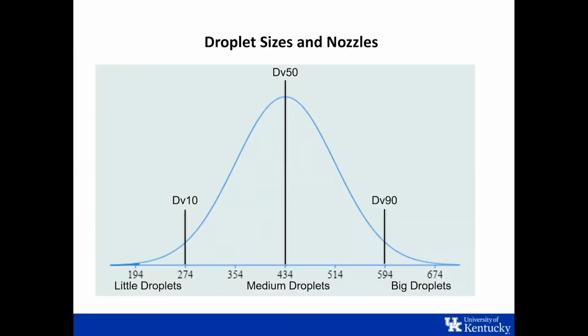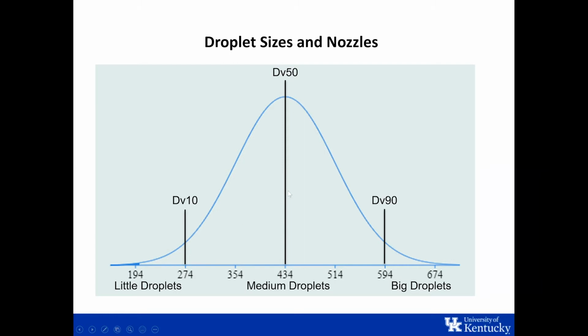Now, this is a bell curve, and this is a nice, pretty, perfect bell curve, and this is not reality, but it's good for demonstration purposes. So within your spray plume, with what's coming out of your nozzle, you're going to have droplets in this case that are anywhere from just below 194 microns, or little droplets, up to 674 microns, or big droplets. But the majority of them fall somewhere in here. As you can see, the majority are right in here within this bell curve.